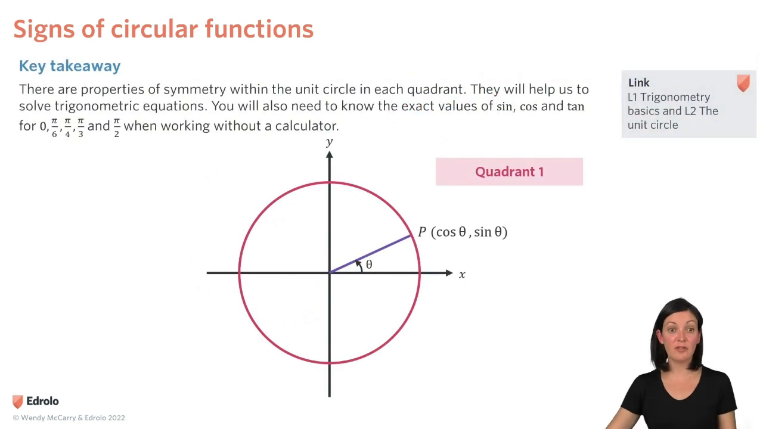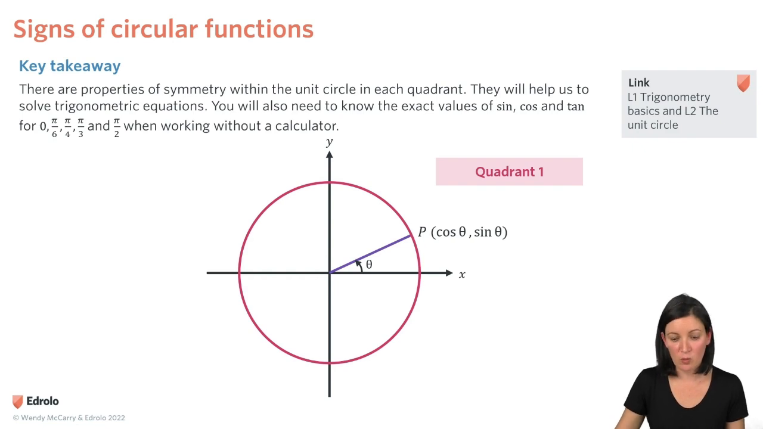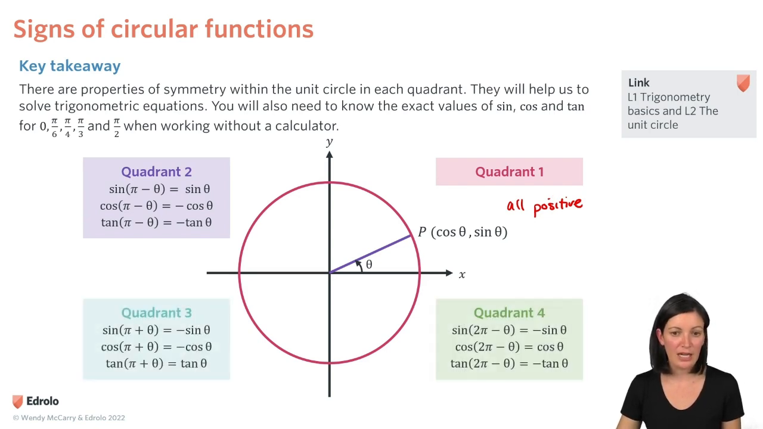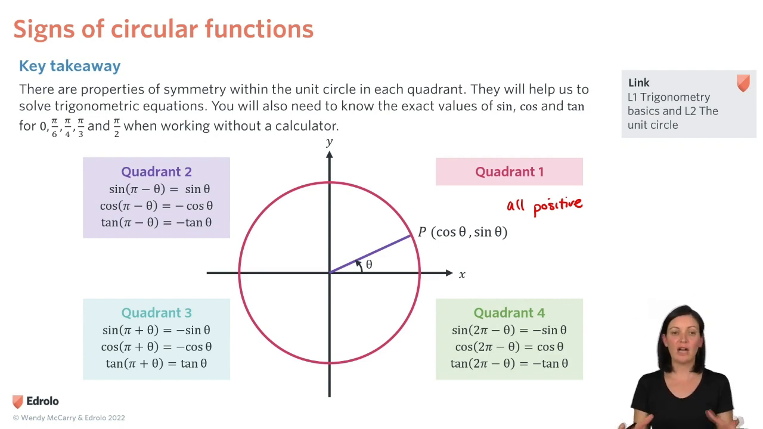So let's review this. You have to know this for your exam and for paper 1. If we look in quadrant 1, cos, sine, and tan are all positive. In quadrant 2, we get those relationships, then quadrant 3, and quadrant 4. So this is a nice summary sheet for you of all those relationships. Now, that's a lot to try and memorize.